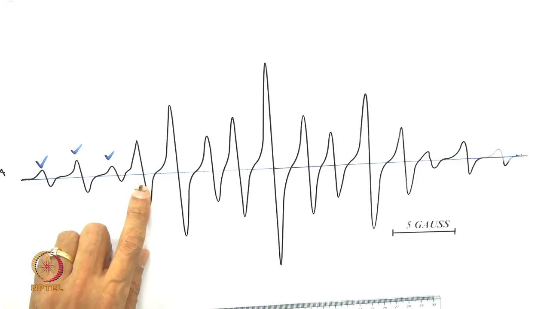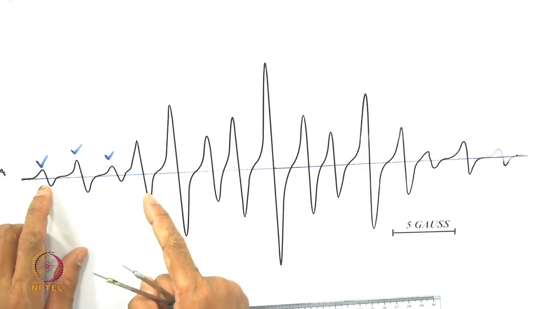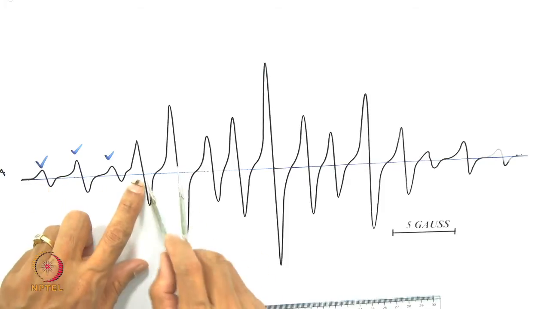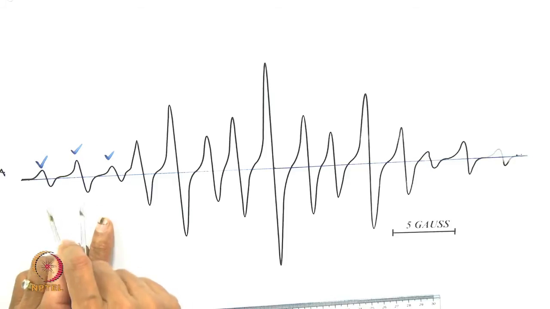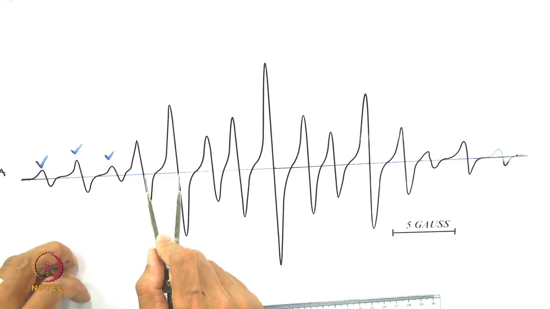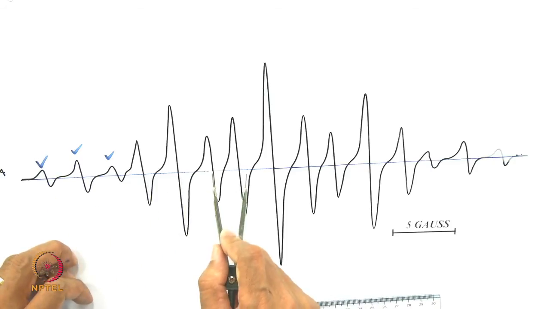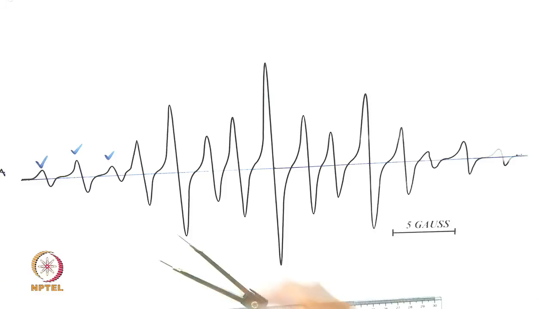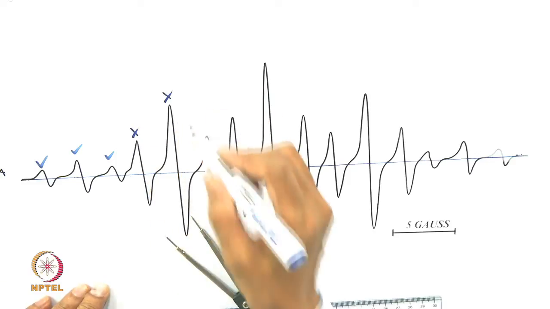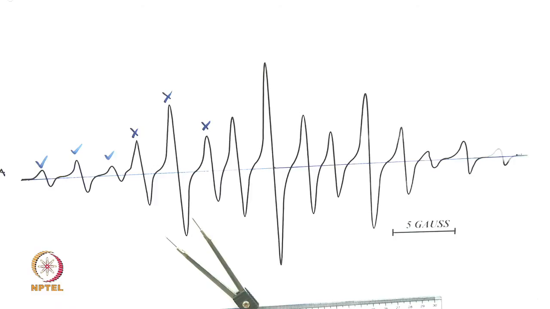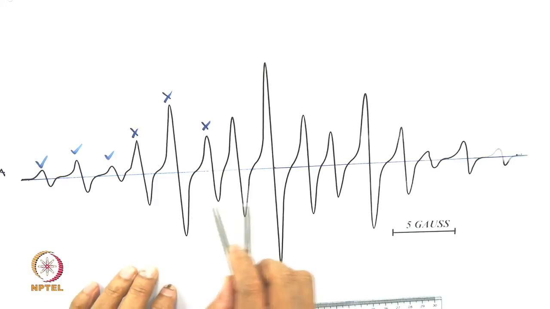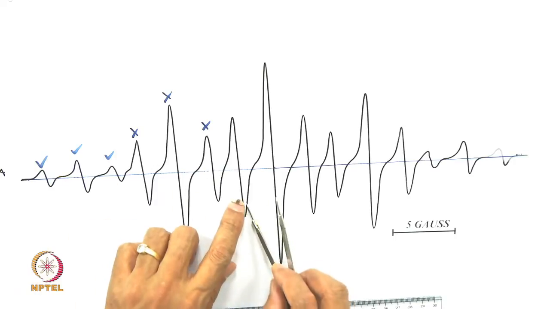That means this is the beginning of another hyperfine coupling constant. So, if you start from this, you see that this gap is actually the same as this gap, same as this gap, and then nothing else is there. So this again belongs to the same hyperfine coupling constant. So, after that this line is not accounted for.